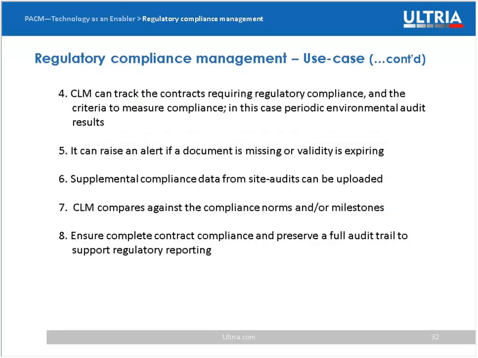In this case, periodic environmental audit results. So the company in China is required to have a third party that's agreed to between the two come in, do a site audit, and upload by the 15th day following the end of a quarter, whatever the case may be, to make sure that those environmental audits are happening and that they are passing. If the supplemental data is not arriving in time, it generates a penalty clause or a non-compliance event. The CLM's comparison is fairly straightforward and preserves the full audit trail to support regulatory reporting of the manufacturer in Europe to its regulatory agencies.